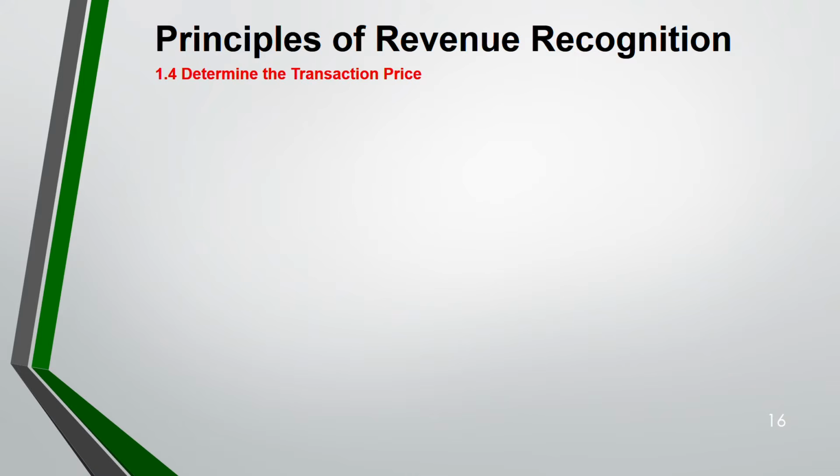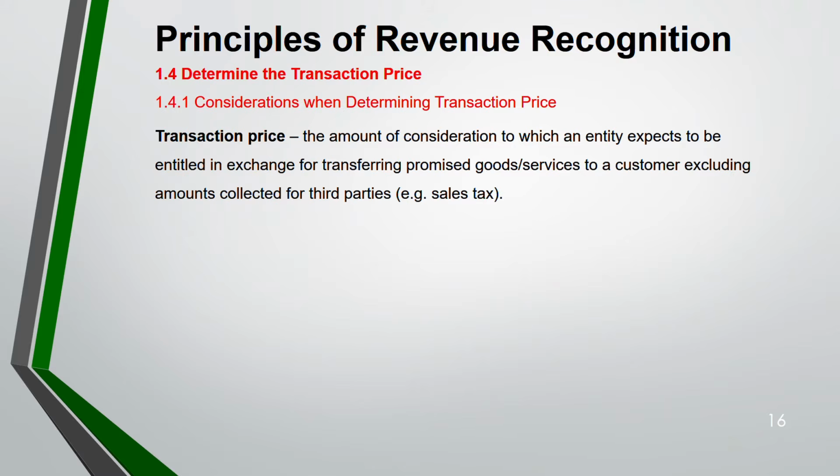Now, determining the transaction price, the third step. What are the considerations when you're determining the transaction price? What is the meaning of transaction price? Let us first understand that. The amount of consideration to which an entity expects to be entitled in exchange for transferring promised goods or services to a customer, excluding the amount that is collected from a third party, for example sales tax.